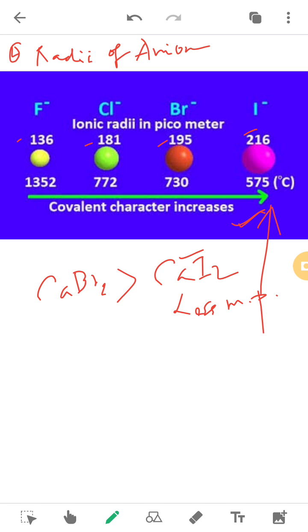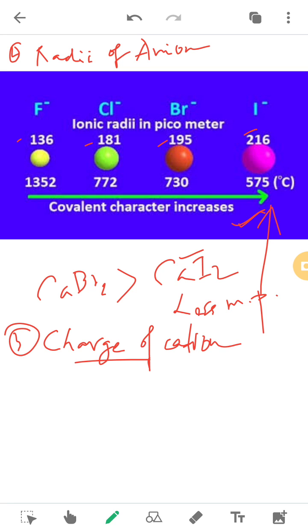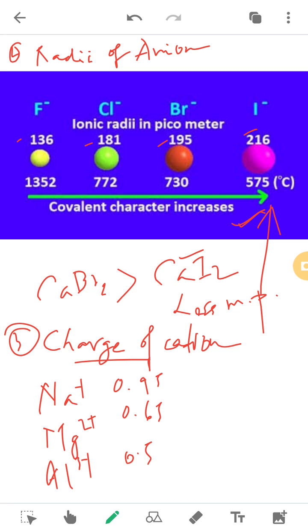Okay, next I will discuss a third factor, which is the charge of cations. We'll discuss anions as well, of course. Suppose the cations are Na+, Mg2+ and Al3+. Their radii are seen to be 0.95, 0.65 and 0.50. So what we are seeing is that the charge of the cation is increasing.